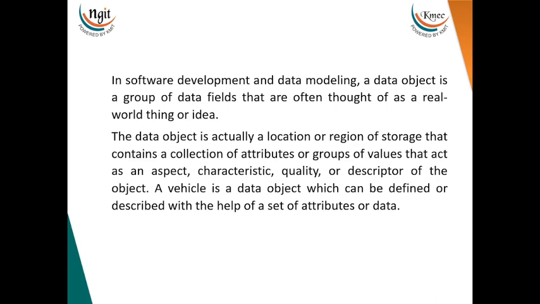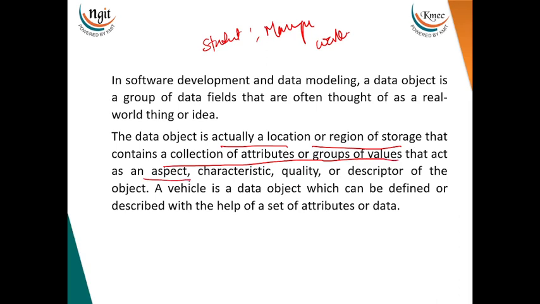In software development, as I just told you, the data model is a data object, a group of data fields that is often thought of as a real world thing, like a student or a manager or a workplace. This is an object. What are its attributes? We are going to see. The data object is actually a location or region of storage that contains a collection of attributes or group of values that describe characteristics and qualities, which is stored at some place and acted on. A data object can identify and describe the set of attributes.